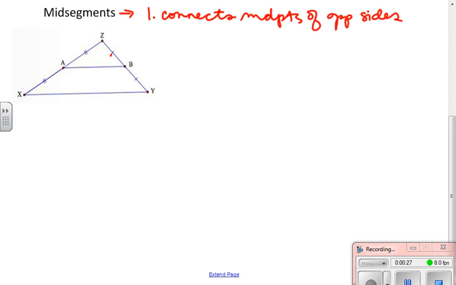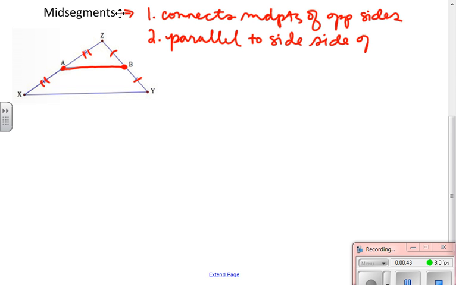And so we can clearly see in the picture here, here, here, and here. So AB is connecting those midpoints. It is parallel to the side opposite it. So AB is going to be parallel to XY, and the midsegment's length is 1/2 the side opposite.